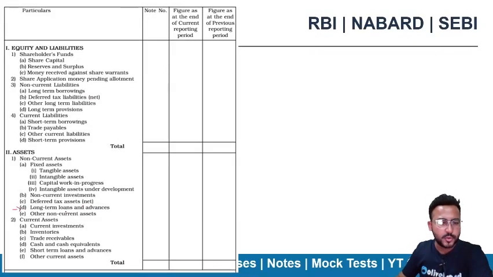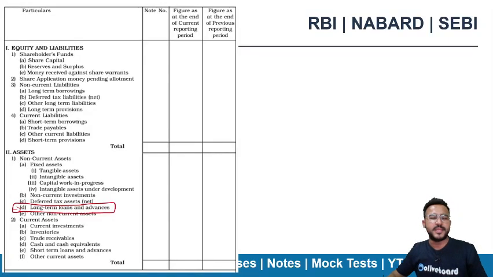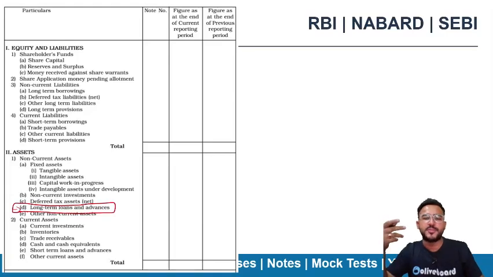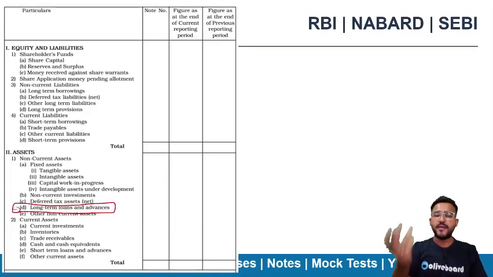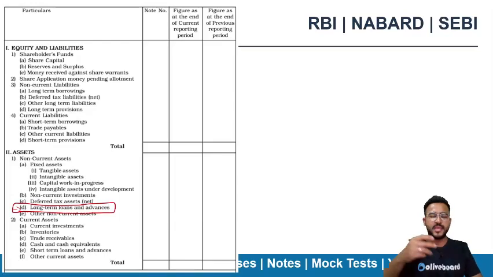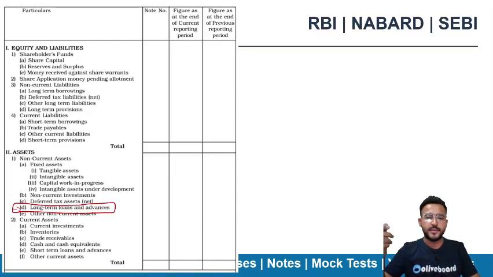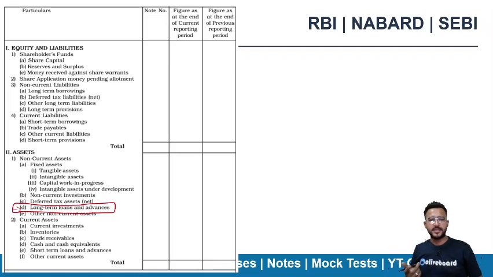Next is long-term loans and advances. Don't confuse this term because it's written loans and advances. You might be thinking, sir, loans and advances are liabilities. No. These are the long-term loans and advances which I have given. Let's suppose I have given 1 crore rupees to my friend. Then that's an asset for me. I'll be earning interest. He'll be giving me future economic benefit, right? That's an asset for me.